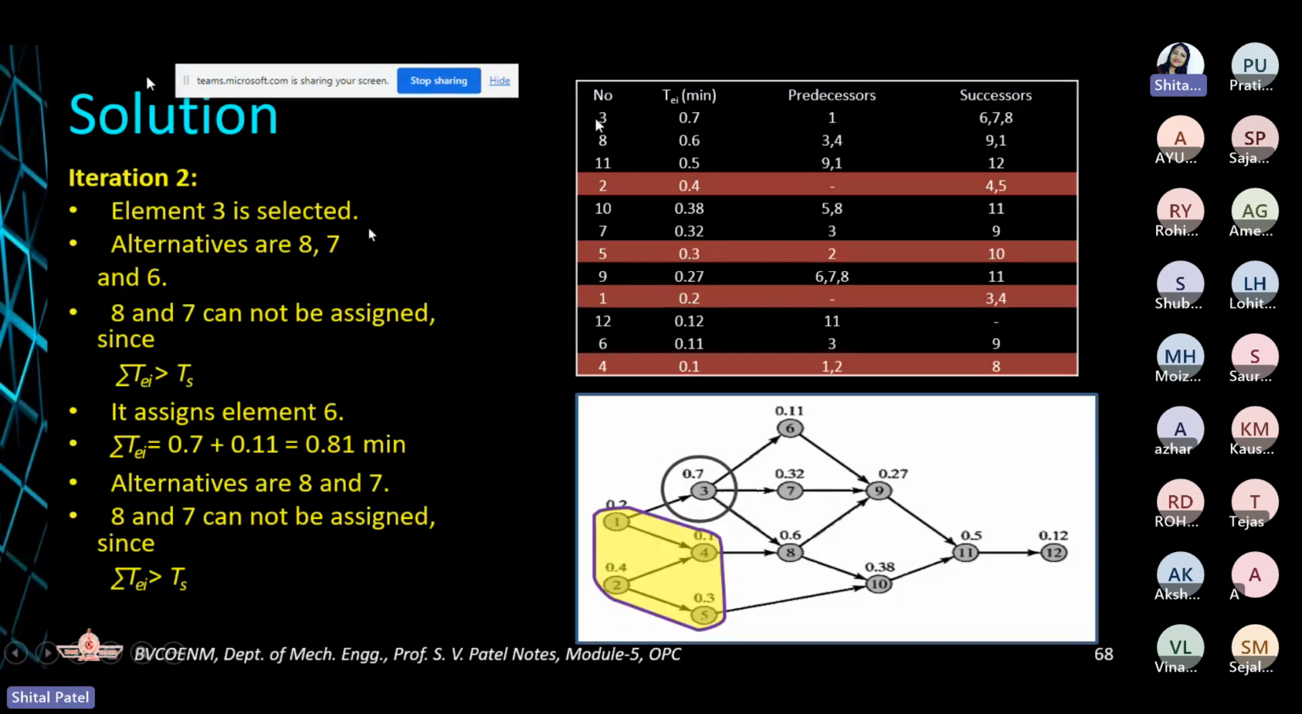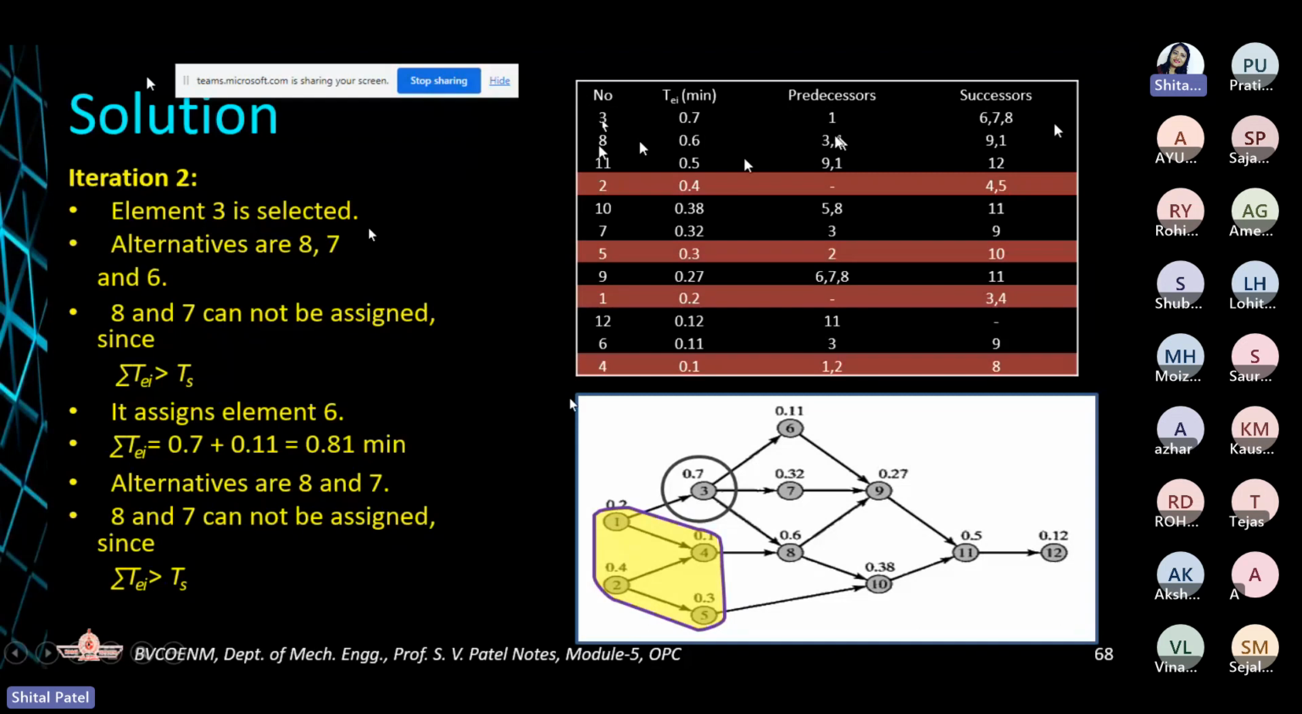Okay, now let's go ahead. So we are taking activity number 3 as it is first in the table. So we are going to take this. Then we are going to take activity 8, but 8 is not going to be included because 3 and 4 are going to be your predecessors, and yet it has not been mentioned, right? So should we go ahead with this?